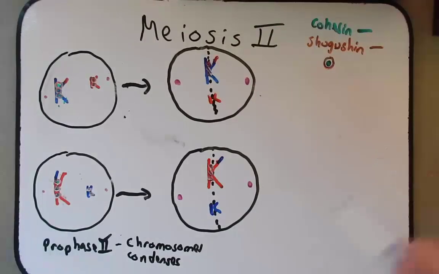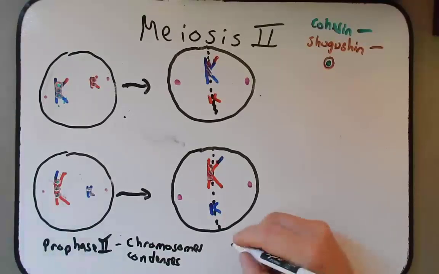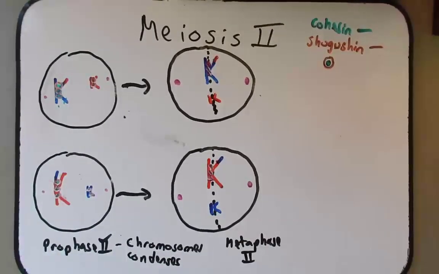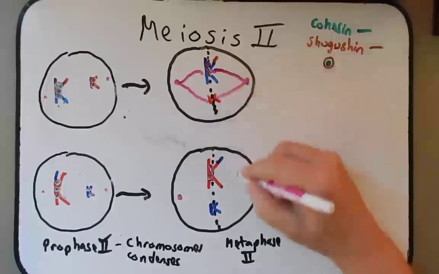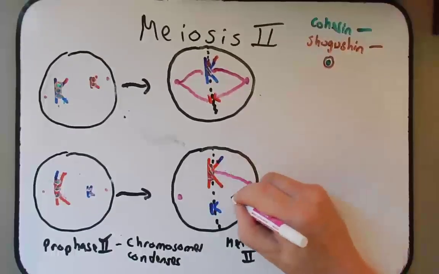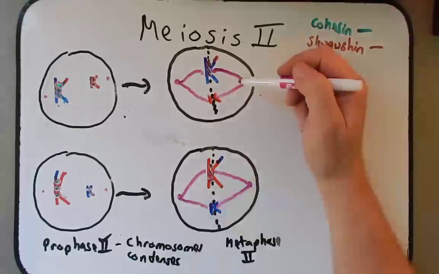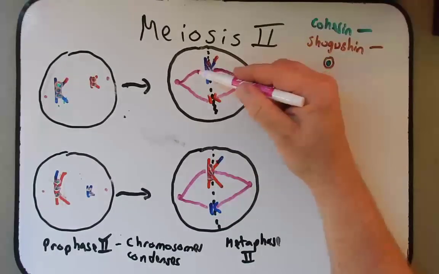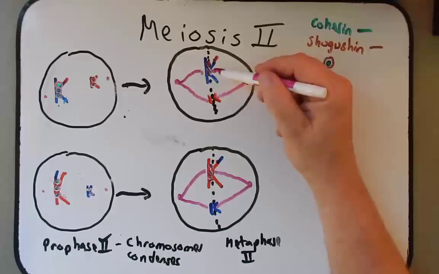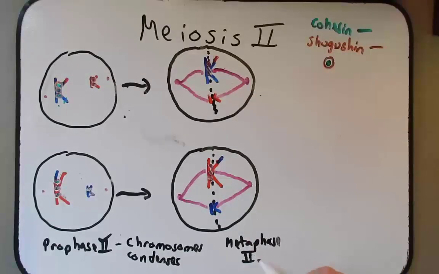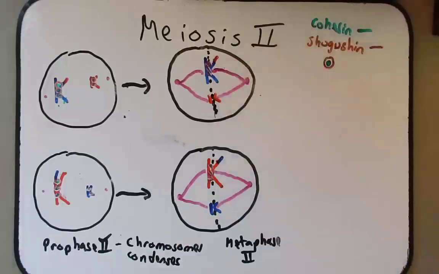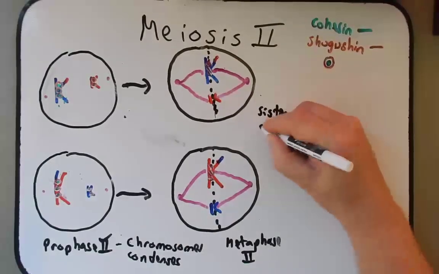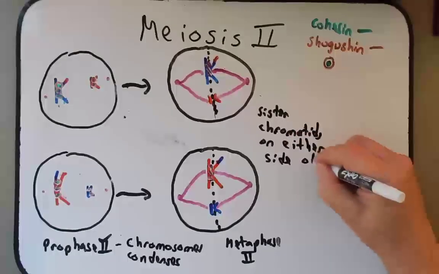So what I have drawn here, again, are cells that are in metaphase 2. And these spindles have positioned the chromosomes along this metaphase plate. But there's one big difference between what we see here and what we saw in Meiosis I. In Meiosis I, homologous chromosomes were on either side of this metaphase plate. In metaphase 2, what's on either side of the metaphase plate are sister chromatids. So that's an important distinction I want to write down: sister chromatids on either side of metaphase plate.